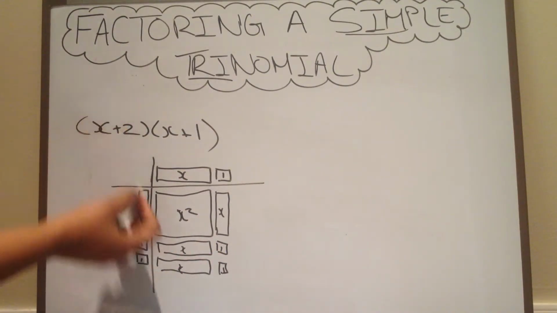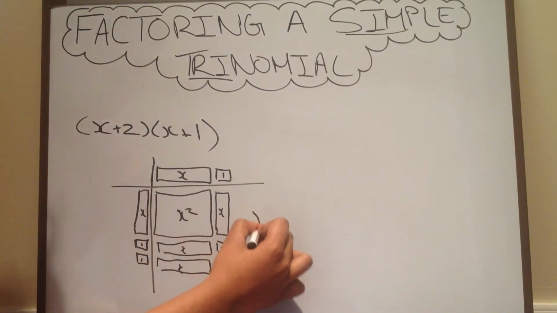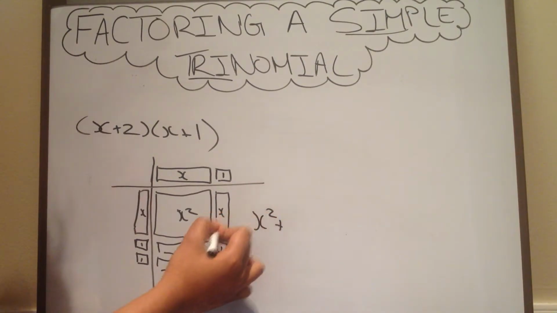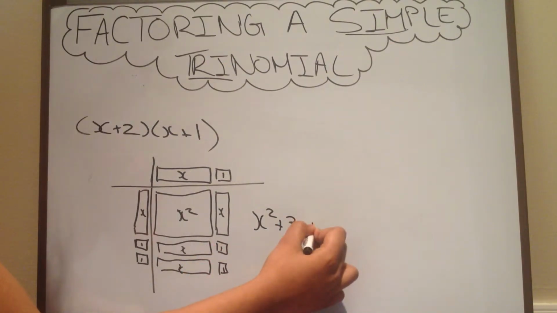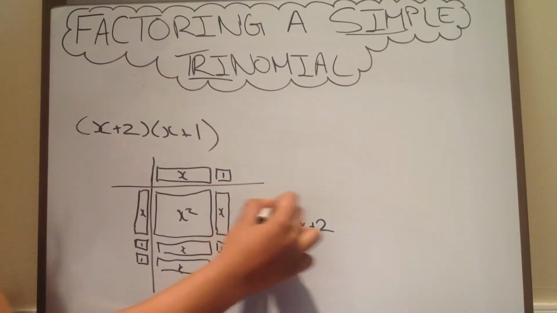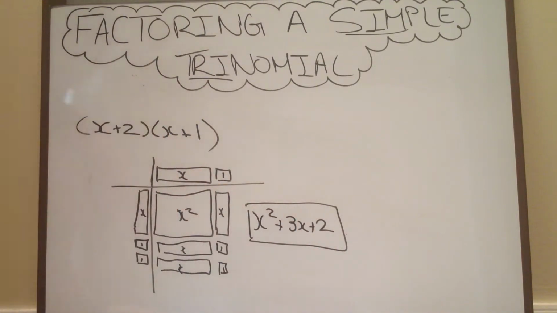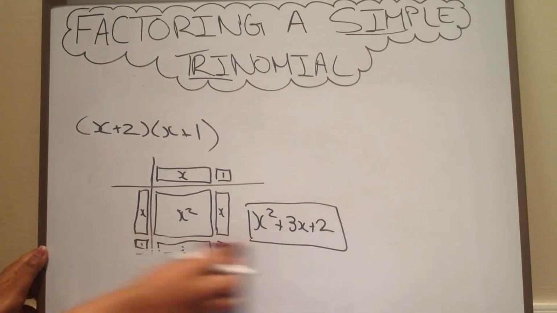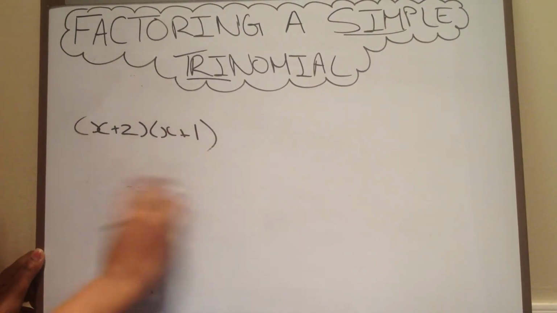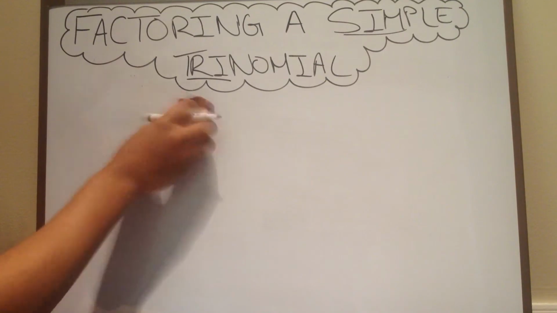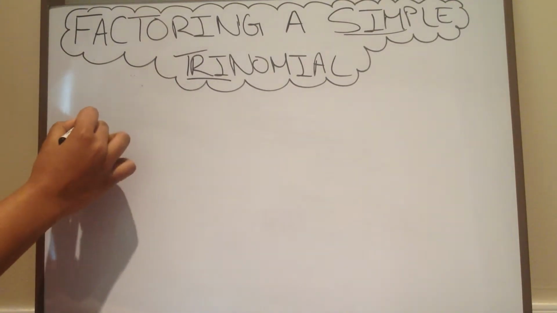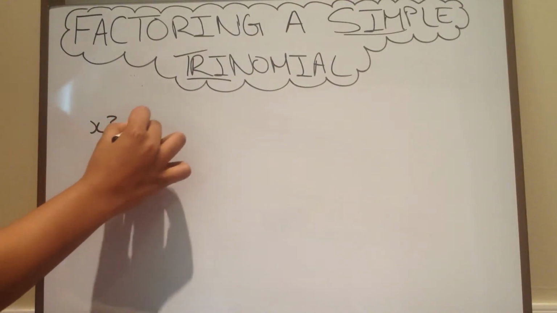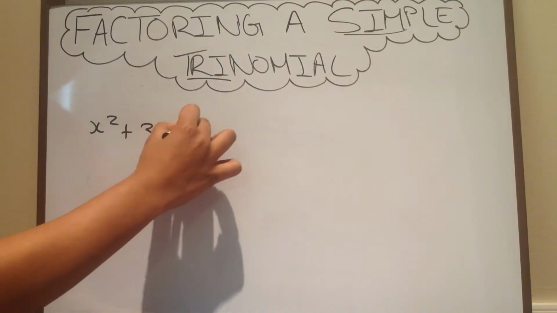So now, if you wanted to write this out, it would be x squared plus 3x, and then there's 2. So that's what you would get if you expanded using algebra tiles. So now let's say you didn't have it in that form. So it was like x squared plus 3x plus 2.